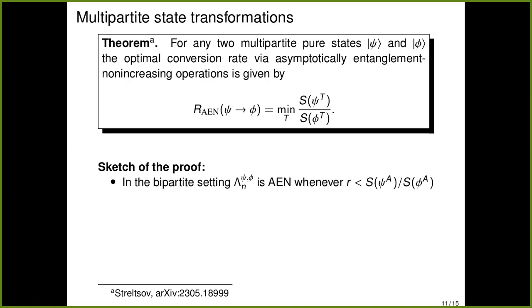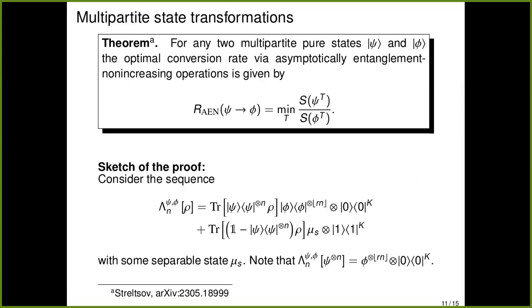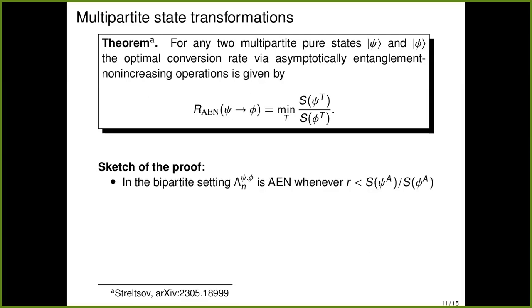And now what you need to prove is that this sequence is asymptotically entanglement non-increasing whenever the R fulfills this property. So you remember R was related to how many copies of phi you have here. So whenever R fulfills this, the sequence is asymptotically entanglement non-increasing, and the proof of that is what's quite complicated, and you can find it here.